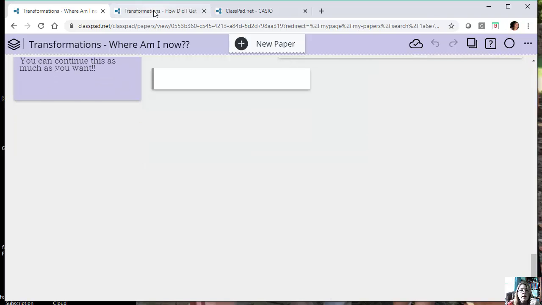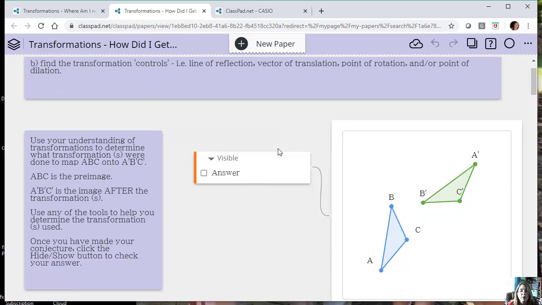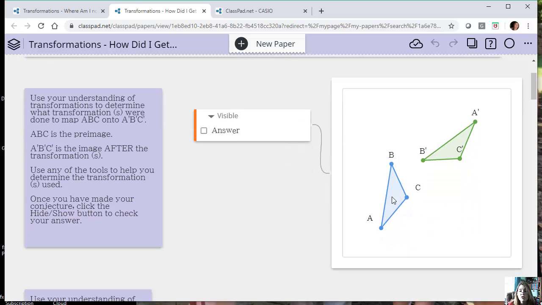So that's one activity. The second activity is how did I get here? They have to figure out what transformations happened. Here's the original pre-image and its transformed image. What kind of transformations happened to get it to this position? If we look at it, it looks like there might have been some type of rotation involved, because it's not just slid, and then it looks like it was also reflected because the rotation has turned. Things like that. Can you figure it out? And then the answer is shown to them.